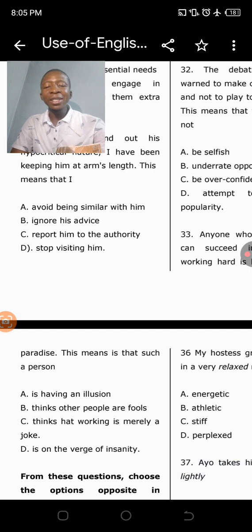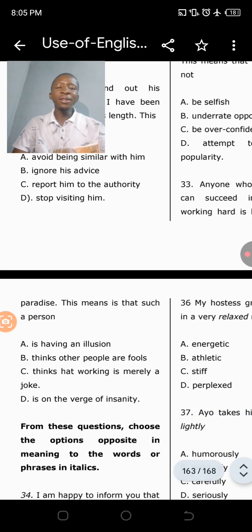This means that such a person: A. is having an illusion, B. thinks other people are fools, C. thinks that working is merely a joke, and D. is on the verge of insanity. Now, our answer is A.